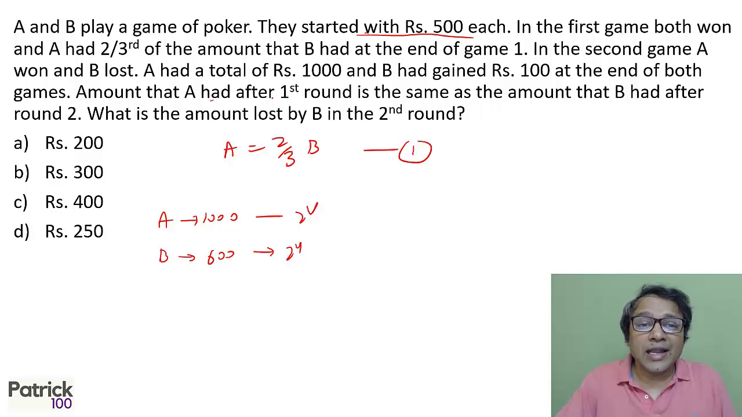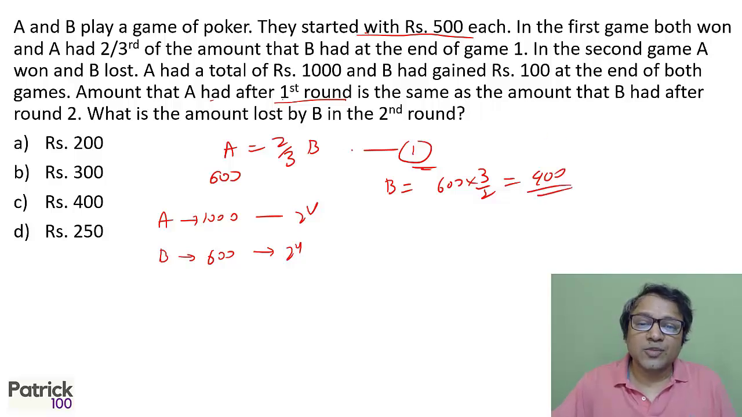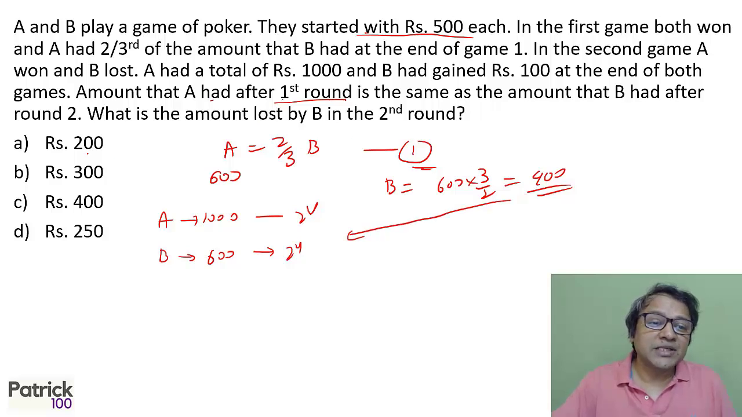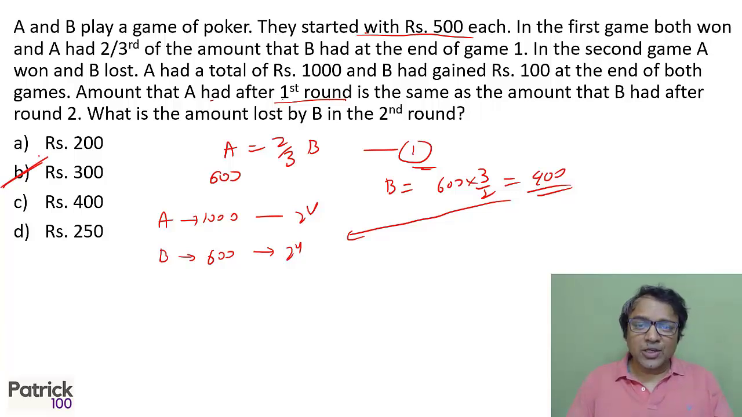The amount that A had in the first round is the same as the amount that B had after round 2. That means the amount is 600 at the end of the first round. Which means B should have had 600 into 3 by 2, which is 900, in the first round. So what is the amount B lost? B went from 900 to 600. That means he lost 300 rupees. So just by putting the data properly, you should be able to get the answer quickly.